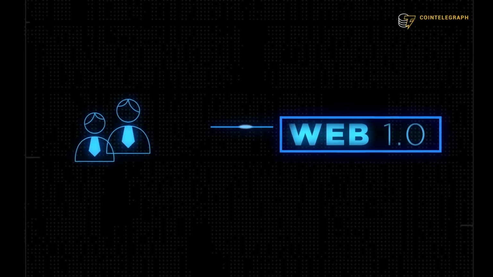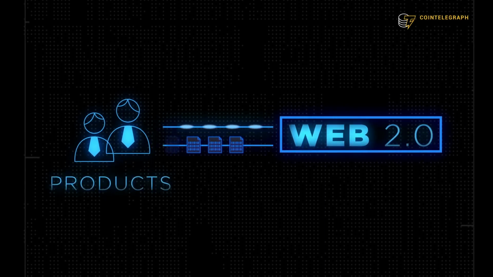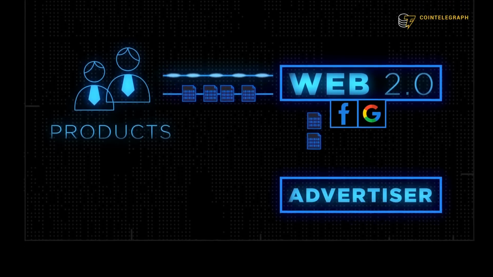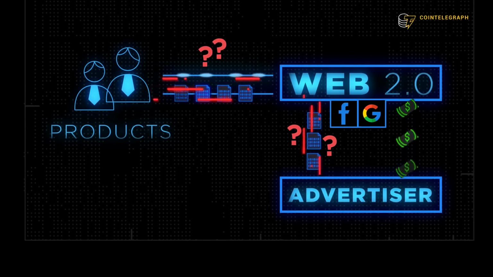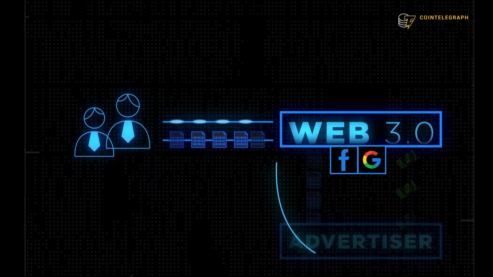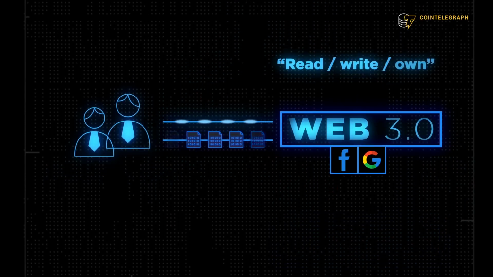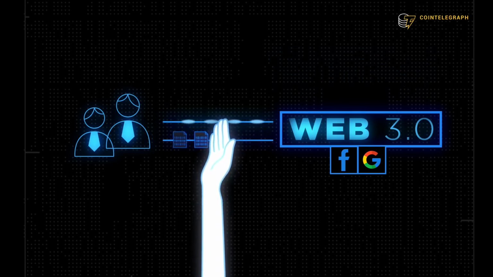In Web 1.0, internet users were consumers, but in Web 2.0, we are products. Big tech companies like Facebook and Google gather data about us and sell it to advertisers for profit. The problem is we don't have a good way to limit the data we are unknowingly sharing on the internet. This is what Web 3 is trying to solve. Web 3 can easily be understood as the read, write, own phase of the internet. It aims to eliminate the exchange of personal data for services and break down the corporate monopolization of the internet.